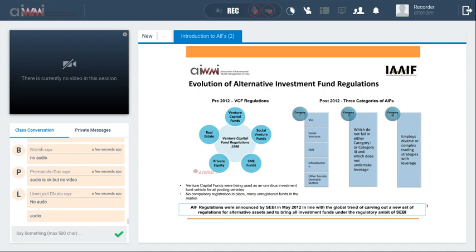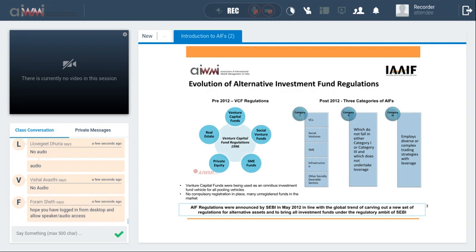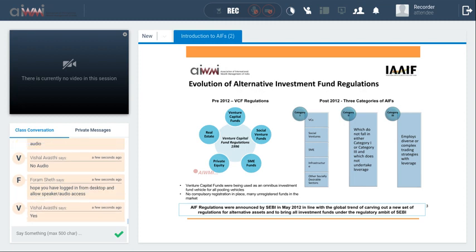And if you look at the slide, post 2012, there are three categories of alternative investment funds that you can launch. There is a category one, category two, as well as a category three. Now, the way the government has defined it, all category one funds will be funds which have a very positive spillover benefit to the overall economy. So, for example, if you look at venture capital funds, social venture funds, SME funds, infrastructure funds, these are all funds which have a positive spillover benefit. Venture capital funds provide growth capital to startups.